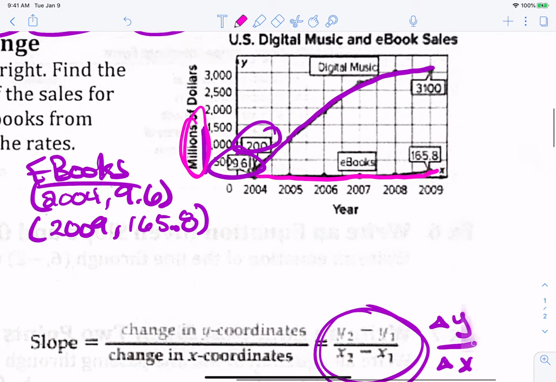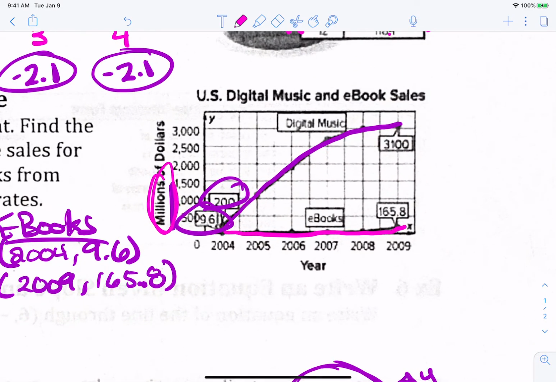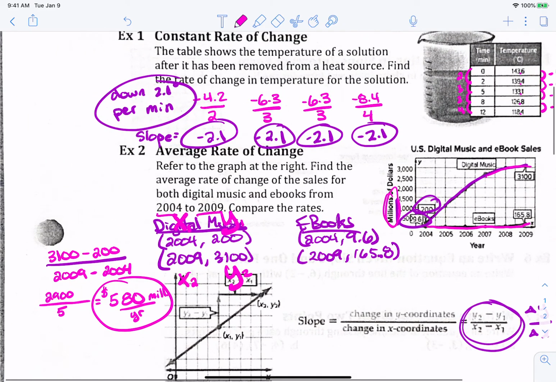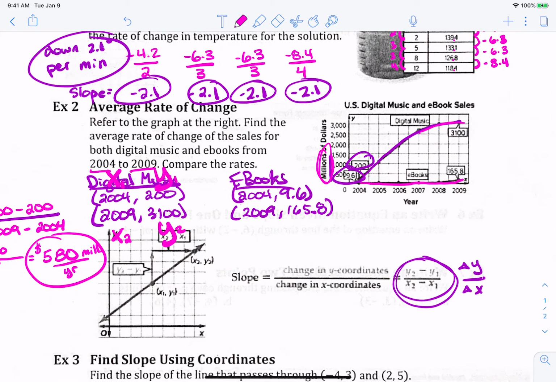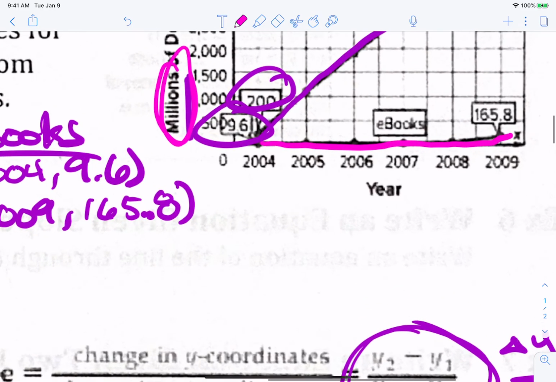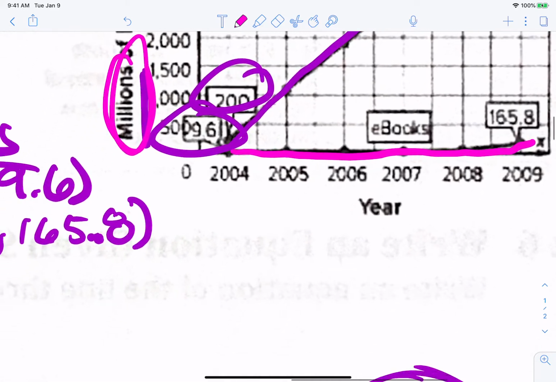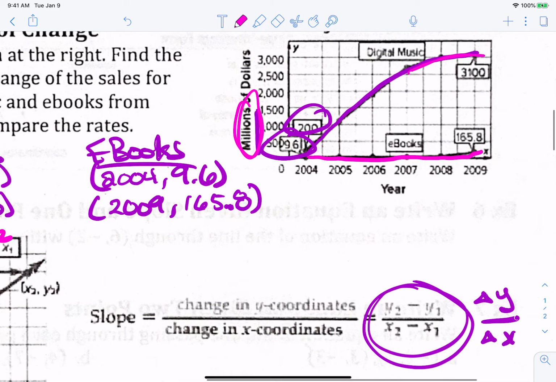Now, Chase said in 5th period, it's not going up the same amount every year, right? It starts going up really quickly and then it kind of levels off a little bit in the end right here. Okay, but we're doing on average. We're doing from start to finish, on average, it's $580 million per year. Okay, now we're going to compare that to ebooks. Is that one going to go up more or less than digital music? Way less. Ebooks is almost a flat line, right? So we're going to do Y2 minus Y1 over X2 minus X1.